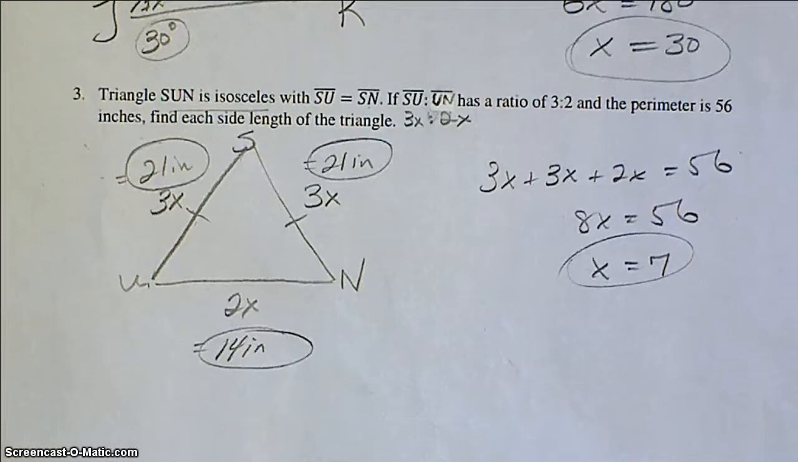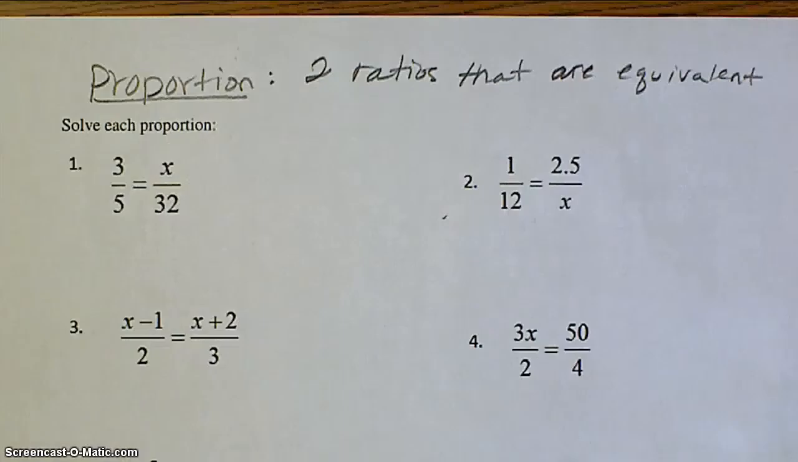And again, you can always check your answer by comparing the perimeter that you got. Now that you've plugged in the value of x, if I add all three of these, it should come out to be 56 inches.